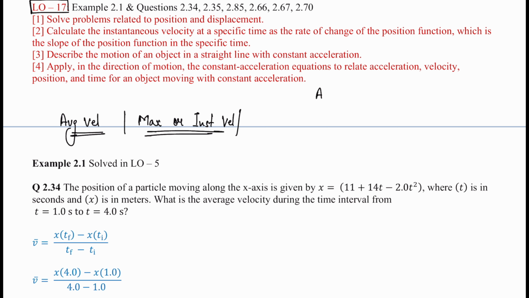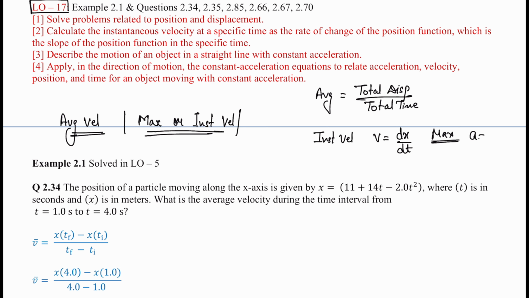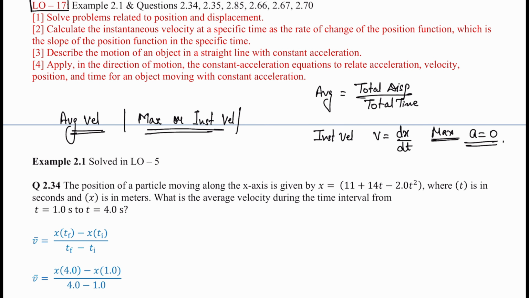Whenever you are solving average, it means total displacement divided by total time. If you are solving anything instantaneous velocity, then you have to make v equals dx by dt. And for finding maximum, in that case, your acceleration should be equal to 0. I'm going to solve everything step by step, so you just need to focus on all these things during the question.